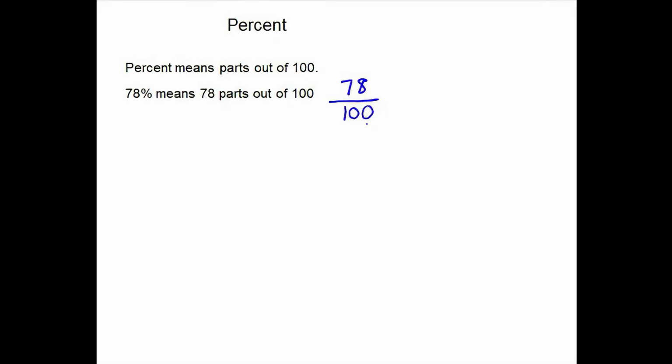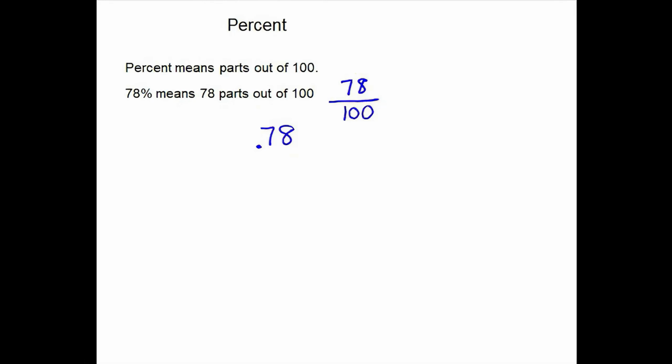Also, if you think of money, a dollar has 100 pennies. So 78 out of 100 pennies would be 78 cents or 0.78. So those are some forms of the percent. In this section, we're going to convert from percent to decimal and a fraction, and then also back to percent. When you do calculations, you have to work without the percent symbol to do the math.